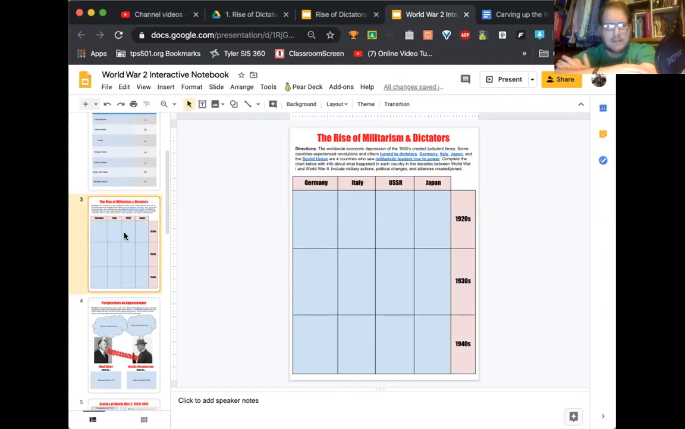What this asks you to do is look at what is happening in each country during each of the decades that is listed in the interwar period. And you have links at the top of the document, which will give you some additional resources that you can look to fill in the blanks.